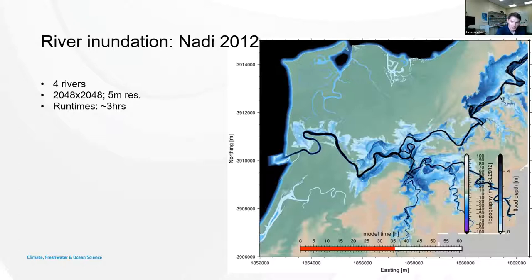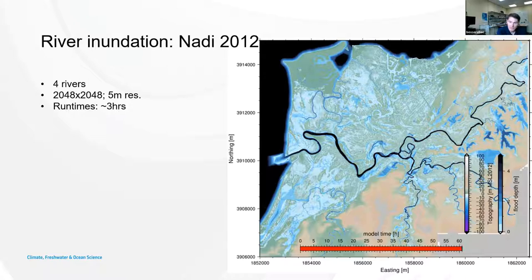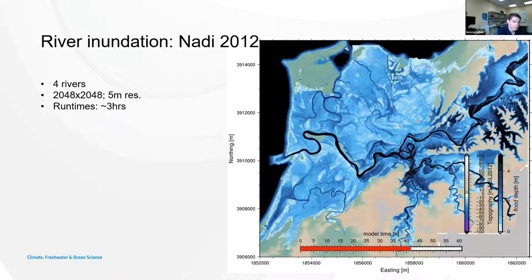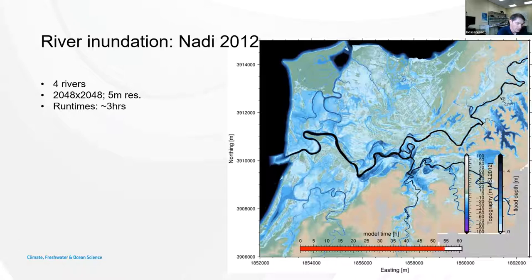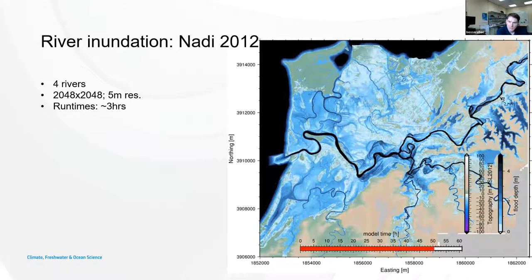This example here is a model of river inundation from Nandi. So still the same model. Here instead of a tsunami, we have a river, and in this particular case, we just force the river at the boundary of the model, and we just let the water flow around. This model is redoing an analysis that was done a few years ago by a research team at NIWA, and this model took quite a long time to run. I can't remember exactly. I think it was several days.